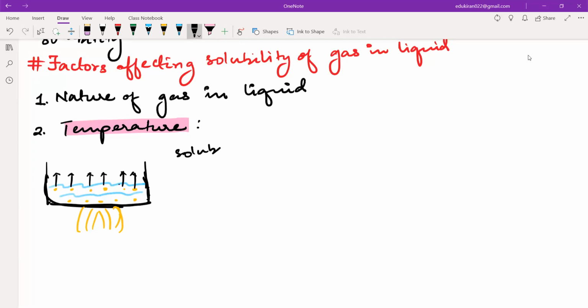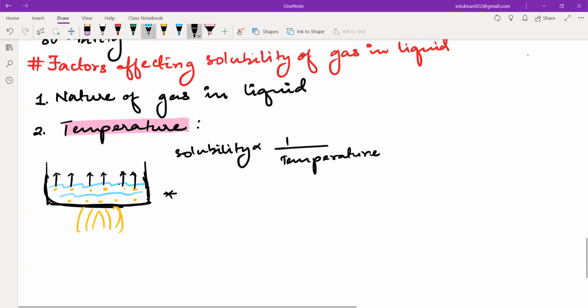So it is decreasing. Solubility is inversely proportional to temperature in the case of gas and liquid, because it is trying to escape, right? Because it will escape. Okay. Now, solubility is inversely proportional to temperature.